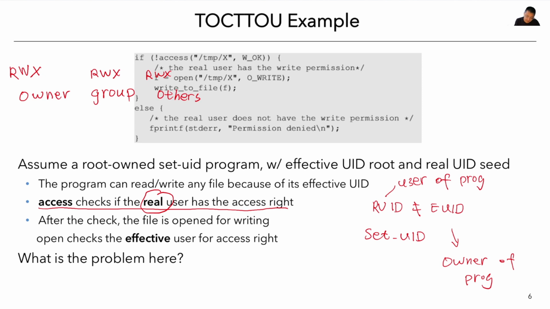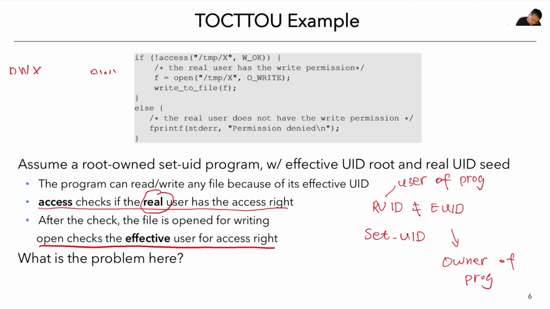Okay, so access will check the real UID, whether it has the access rights to access a file, right? But the open here will check the effective UID, right? So in the first line here, it checks whether the real UID can access this file.